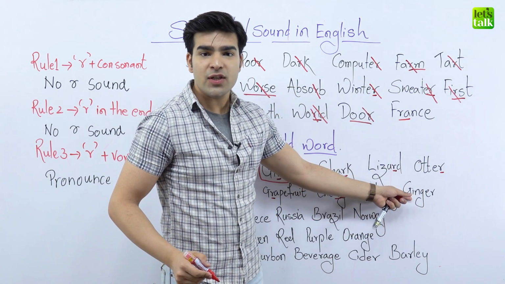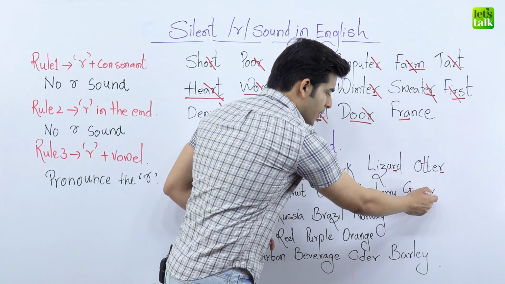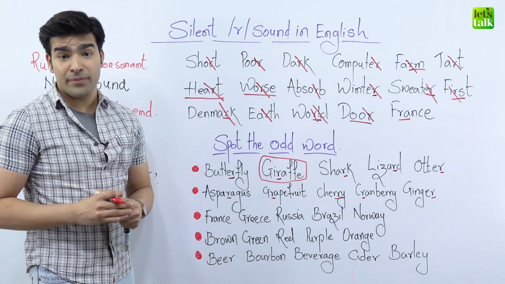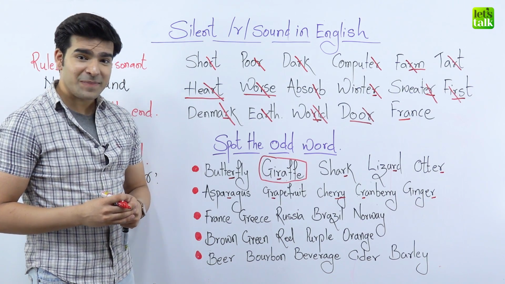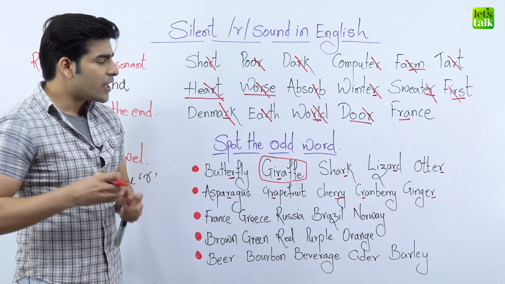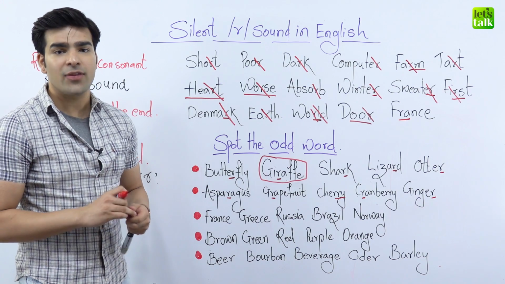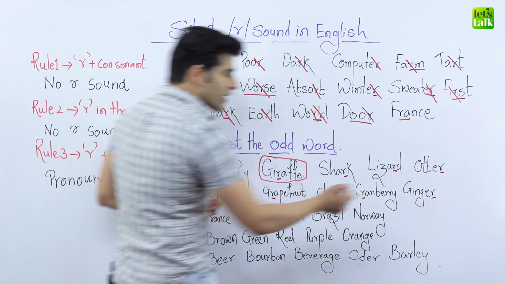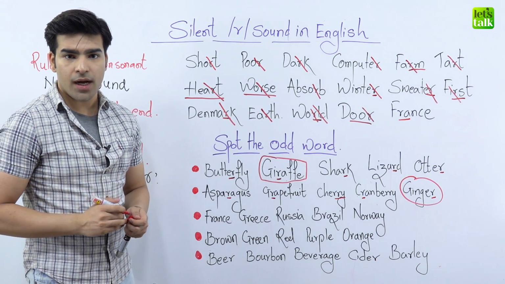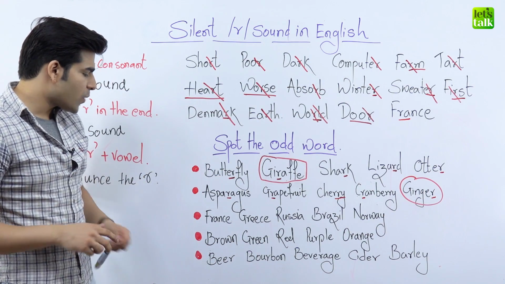And finally, ginger. If you have chosen cranberry, you're wrong. If you've chosen asparagus, still wrong. But if you've chosen ginger, that's the odd one out, and that's the correct answer, because in this, we do not pronounce R. Let's quickly move to the next one.